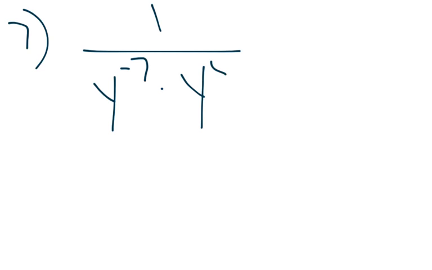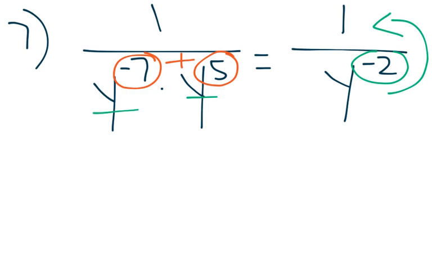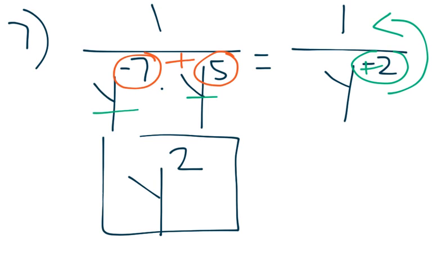Number 7, we have 1 over y to the negative 7 times y to the 5th. So we see the base of y, which means we can add these little numbers, negative 7 plus 5. So what that equals is 1 over y, and negative 7 plus 5 is negative 2. And because this is negative, we want to move this whole thing to the top. We want to flip it to turn this into a positive. So our answer is going to be y squared. And that's number 7.